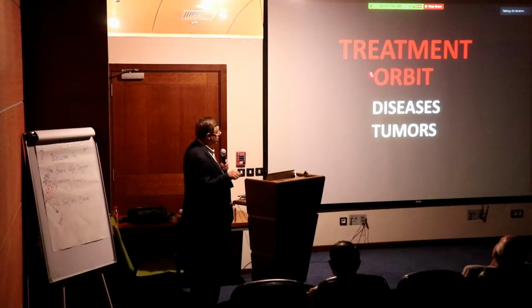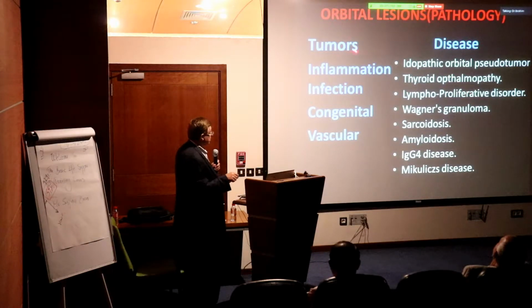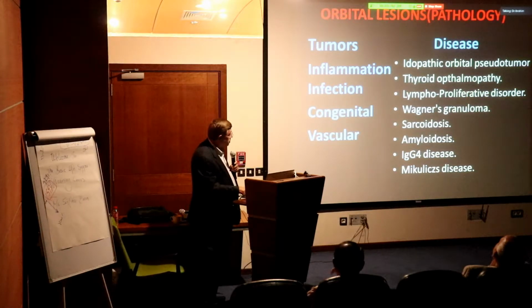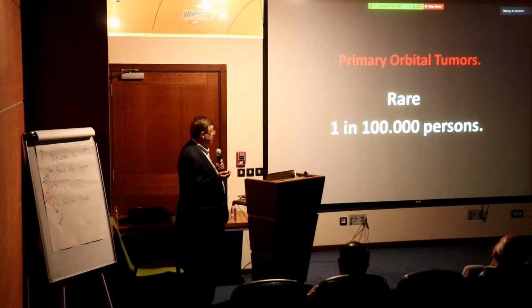So we'll talk about the orbital problems in terms of diseases or tumors: tumors, inflammation, infection, congenital diseases, vascular diseases, and the disease of the orbit which is the idiopathic orbital pseudotumor. Many people don't know about the existence of this. Thyroid ophthalmopathy, the lymphoproliferative disease, Wegener granulomatosis, sarcoidosis, amyloidosis. How many of us in this room remember amyloidosis? IgG4 disease, Mikulicz disease, which can affect all the salivary glands. So our topic for tonight is the orbital tumors.